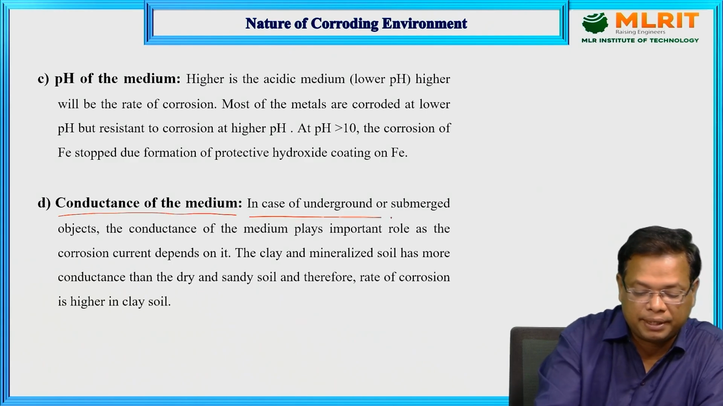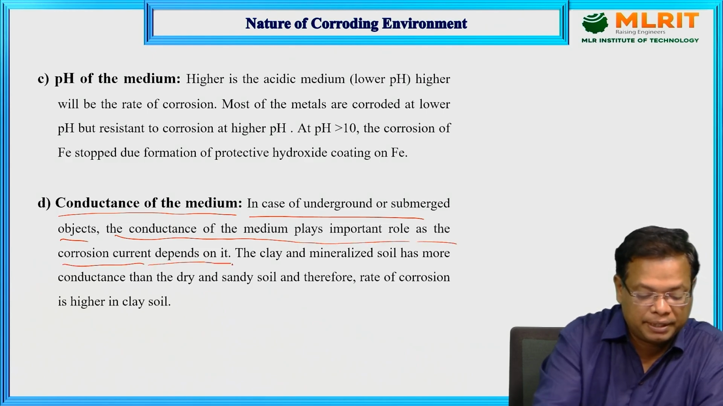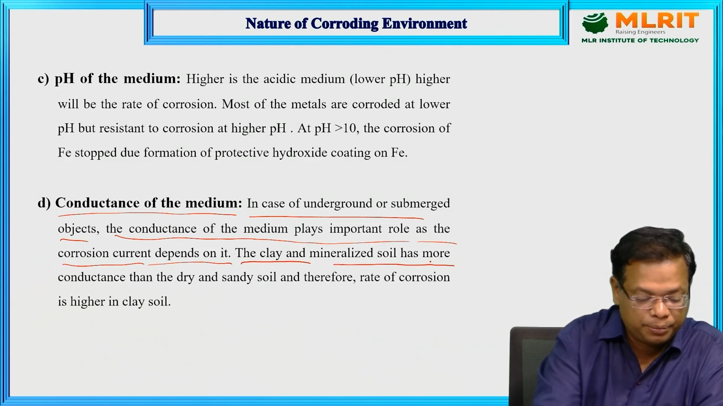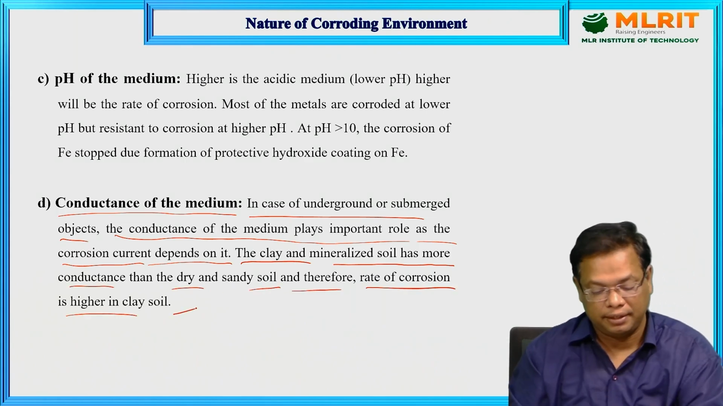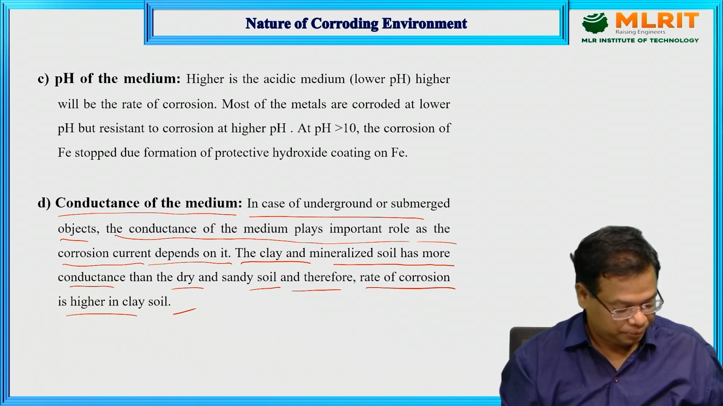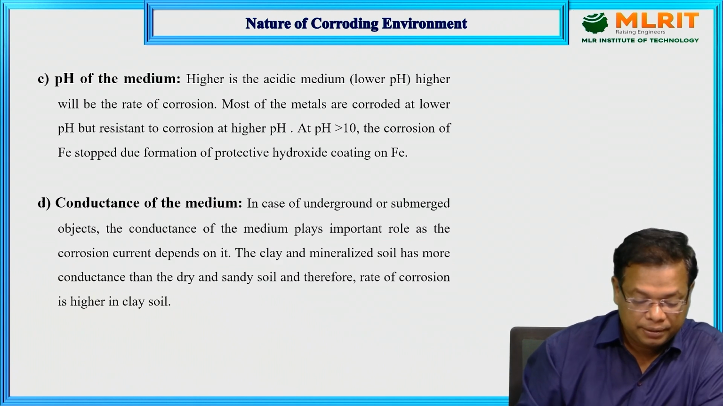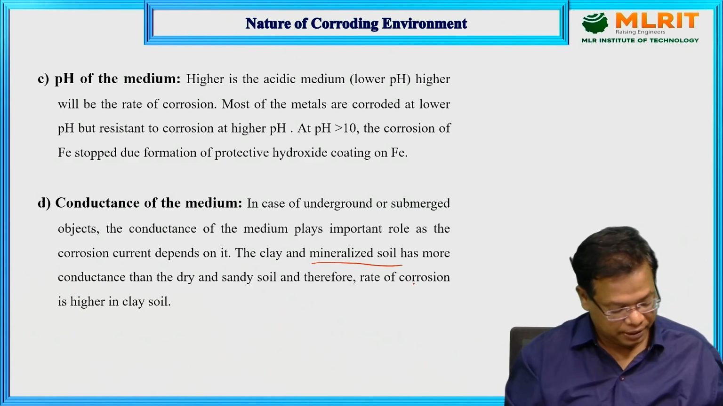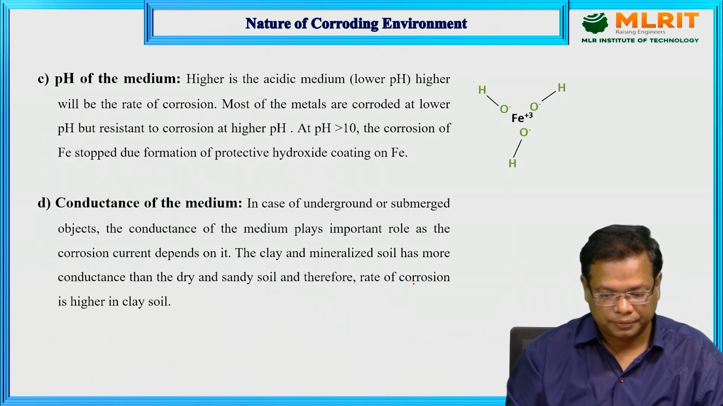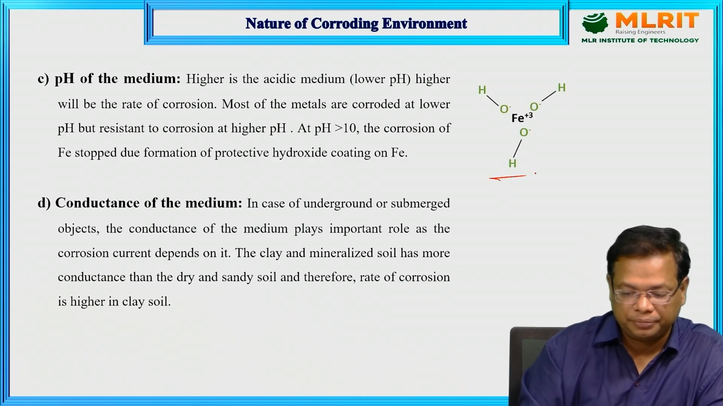Conductance of the medium. In the case of underground or submerged objects, the conductance of the medium plays an important role, as the corrosion current depends on it. Clay and mineralized soil have more conductance than dry and sandy soil, and therefore the rate of corrosion is higher in clay soil. So the corrosion rate is very high due to the mineralized soil. Due to the mineralized soil, there are many kinds of available metallic ions, so corrosion forms very easily in the soil. So this is the iron hydroxide.